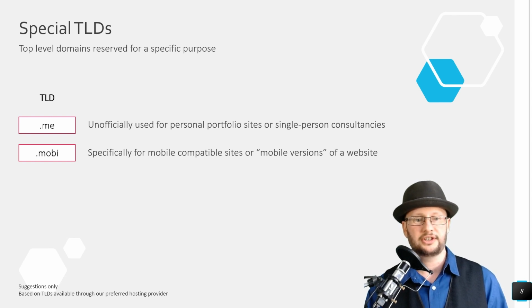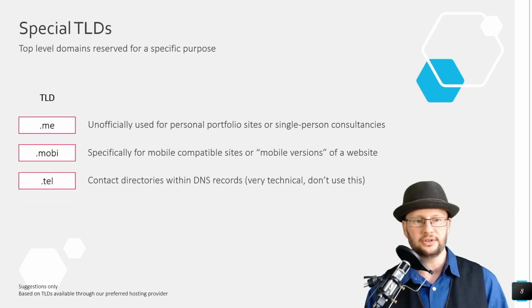.mobi, which is specifically for mobile versions of a website. Or .tel, which is expressly used by telephone services and DNS. It's a very technical one. We won't use it, but I included it just so you can see that they're there.